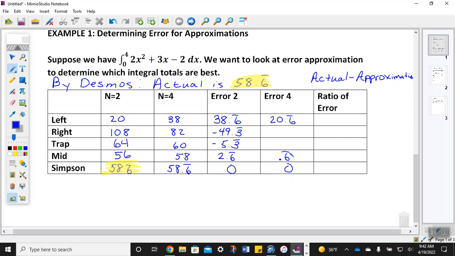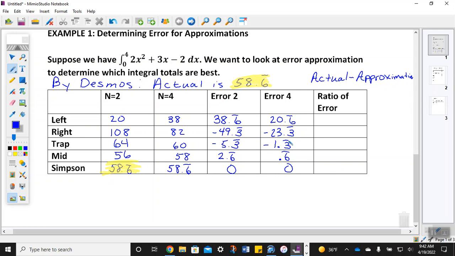It's 82. Yep. 23.3 repeating? Yeah, negative 23.3 repeating, thank you. How about for the trapezoid rule there then? So 58.6 repeating minus 60. I think that should be negative 1.3 repeating, isn't it? Yep.